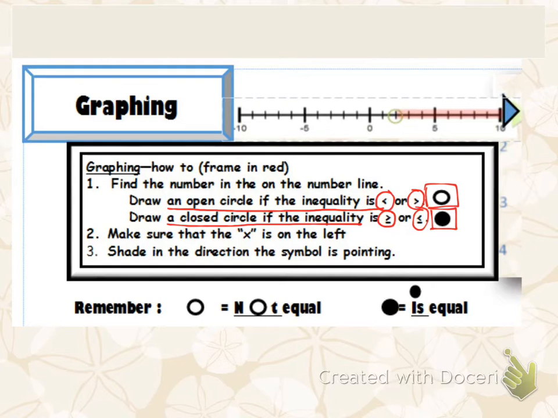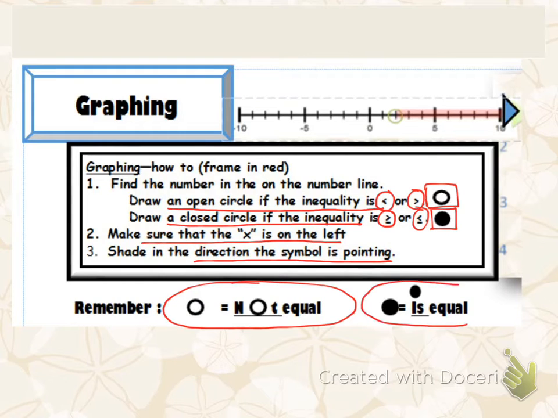Okay, so we're going to make sure that the x is on the left. Now I said it doesn't matter when we solve equations whether the x is on the right or the left, but to graph them correctly, the way I'm showing you, you're going to need to make sure that the x is always on the left, and we'll talk about that in a few minutes. And then you're going to shade in the direction that the symbol is pointing. And I'll explain what I mean by that in just a second. And this is just something at the bottom to help you remember. Open circle, not equal. O for not. Closed circle is equal. Closed circle for that dot in the i.